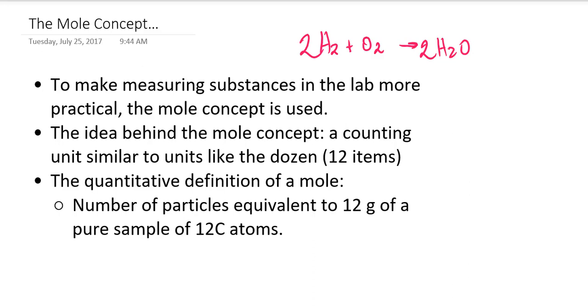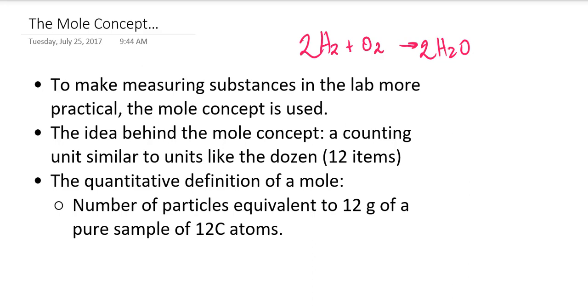Just as a review, the mole concept is really just an issue of using this unit, the mole, as a counting unit. Much like we have dozens of items, a dozen eggs is 12 eggs, a dozen cars would be 12 cars. Whenever we say the word dozen, there are 12 of those units. Well, the mole is similar in its application, though obviously the number in question is not 12.